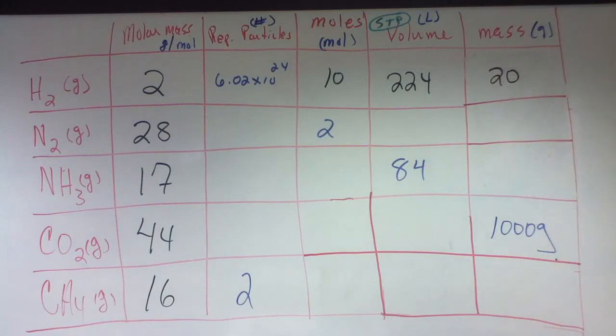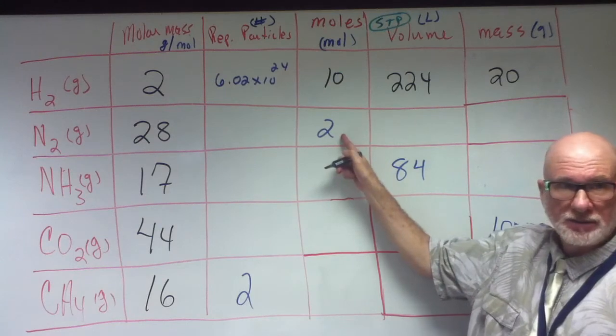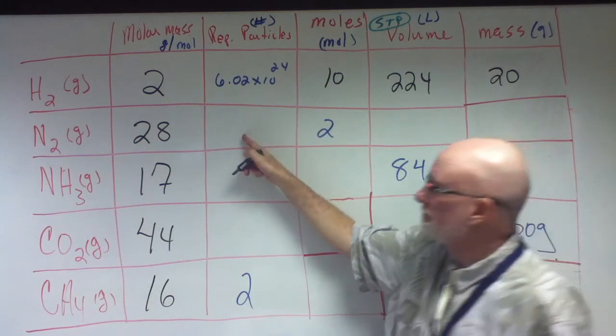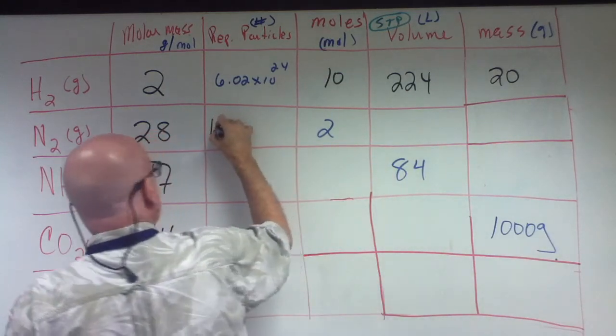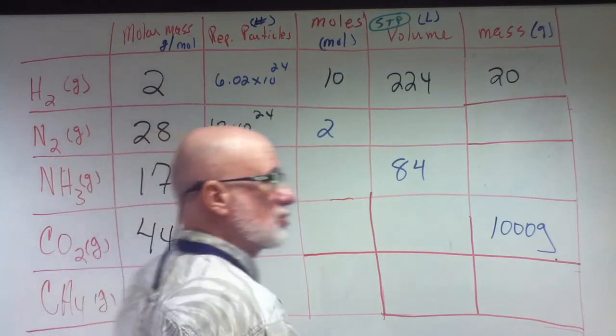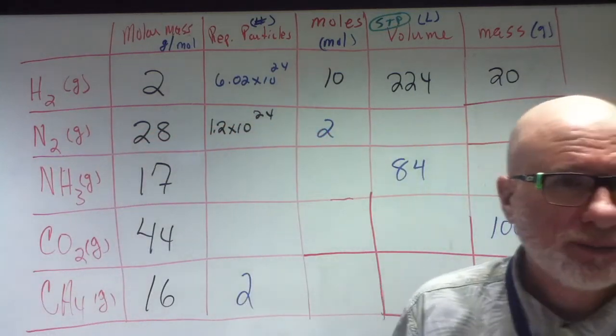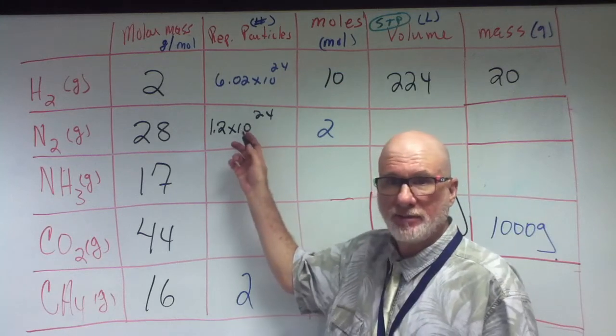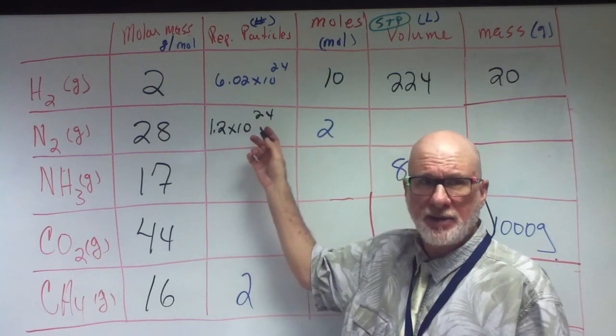I have 2 moles here. What would this be? 1.2 times 10 to the 24th, or simply 12.04. But I understand 1.2, that's fine. This is actually well done, Armindo. Very well done. Does everybody understand where you got that?